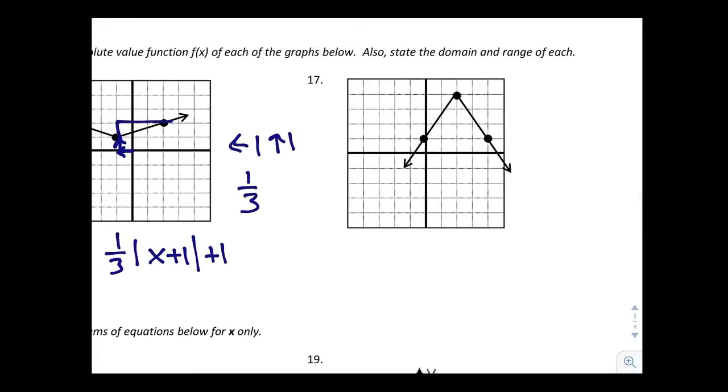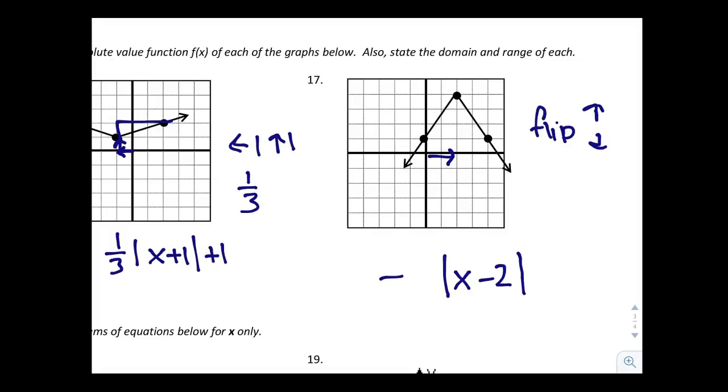Over here, it flipped upside down. So it definitely gets a negative in the front. It's still a V shape. It's still an absolute value. I get an X there. It definitely moved to the right 2. So I subtract 2 on the inside because it's in a mirror.